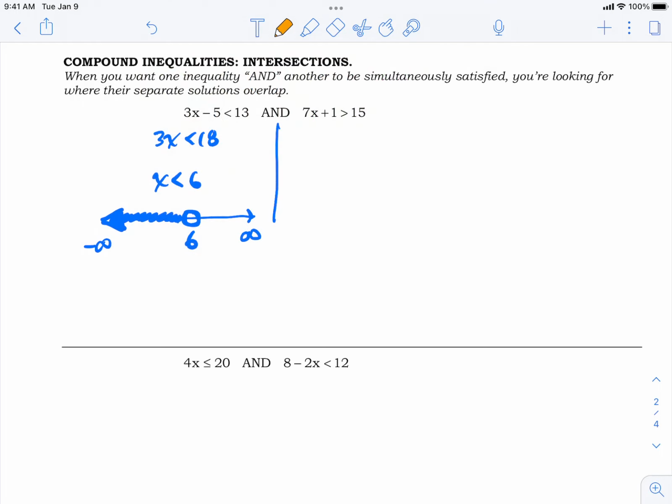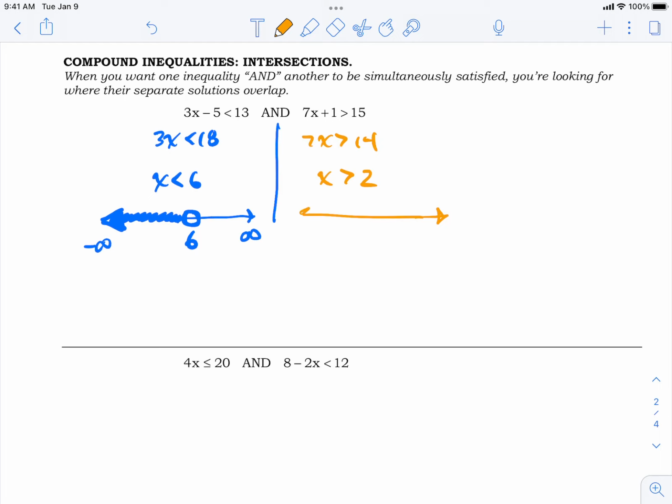Let's do this other one. So trying to get the x term by itself, I want to first subtract 1 on both sides. So 15 minus 1 is 14. Now you do the old divide both sides by 7 trick. I haven't divided by a negative. I don't have to flip anything around or nothing like that.